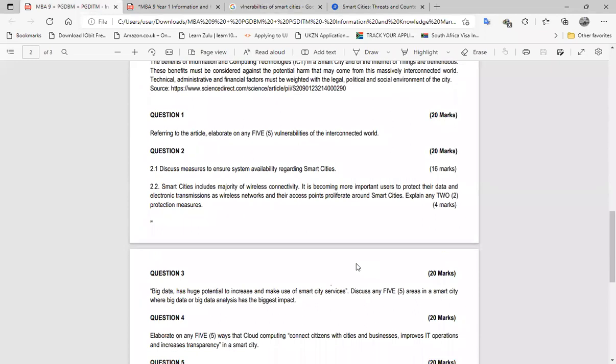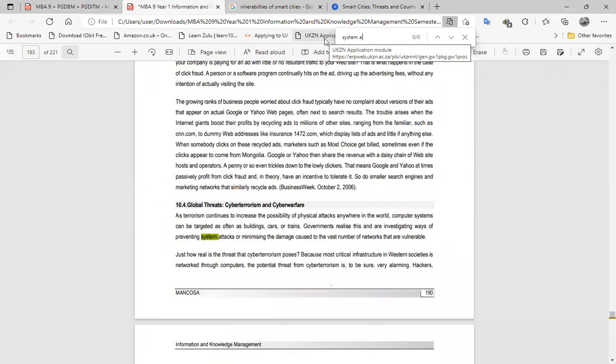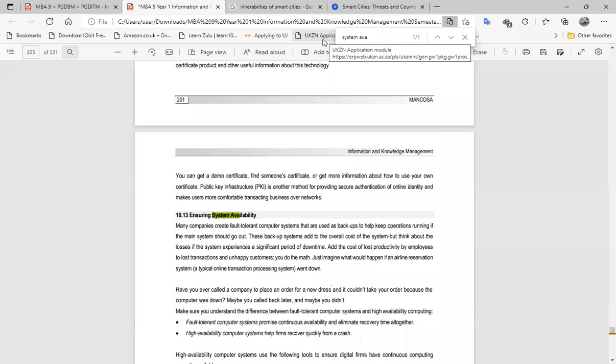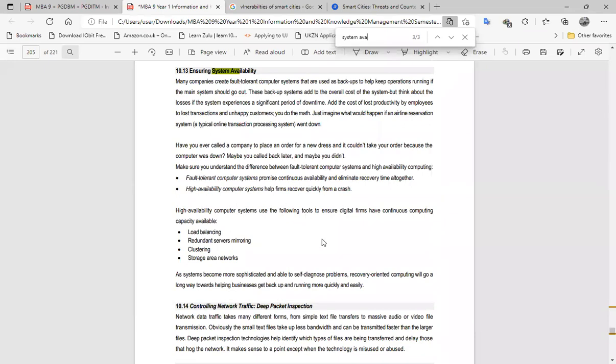Then let's do another question. Discuss measures to ensure system availability regarding smart cities. So let's see system availability. You see that there's a topic called ensuring system availability. You have to write this in relation to smart cities, right? So we're talking about availability.